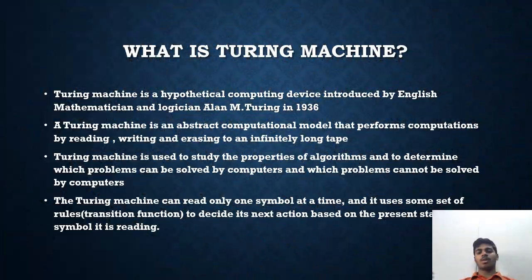What is a Turing machine? Now we will get into the actual topic. What is the Turing machine? A Turing machine is a hypothetical computing device introduced by the English mathematician and logician Alan M. Turing, and in his honor, they named this machine the Turing machine.